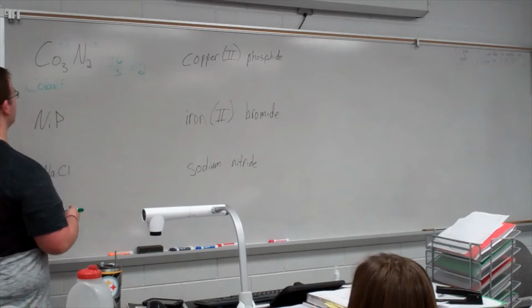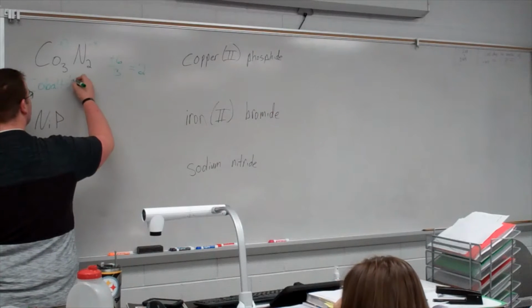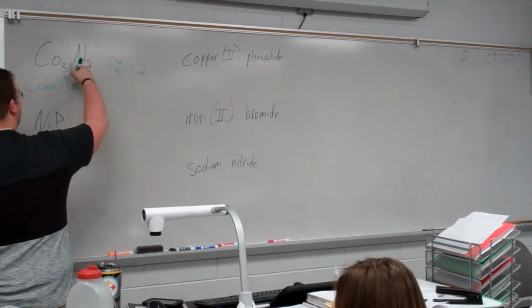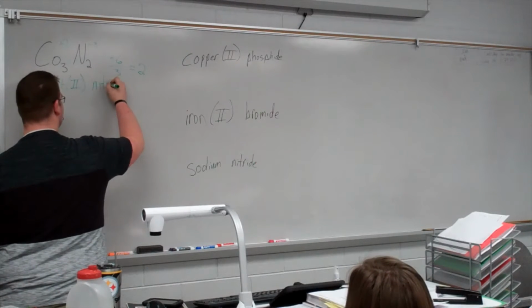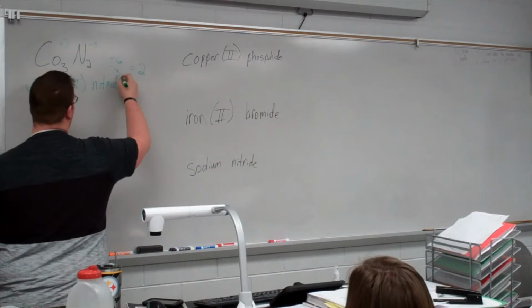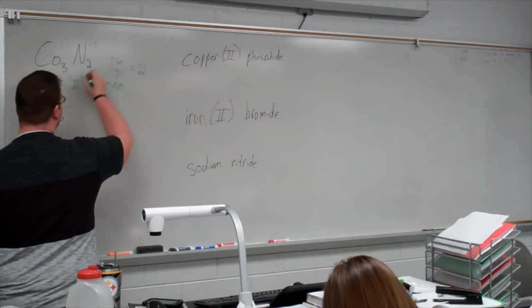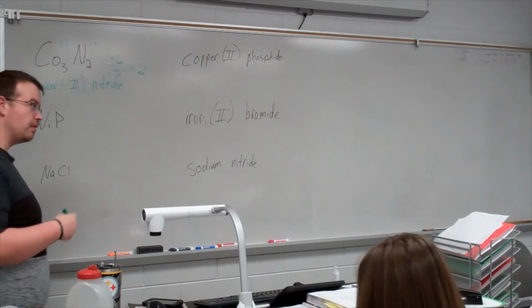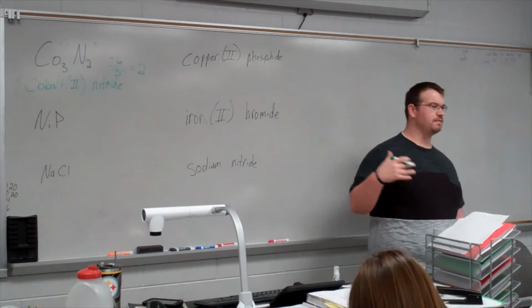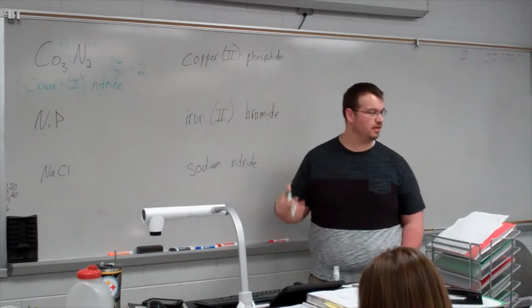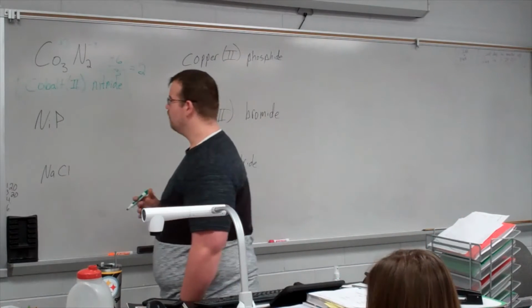Okay, so we found the charge of it. It's cobalt 2. Then we name the anion, nitride. There's the name. And remember, the reason we don't put a charge with that nitride is because it comes from nitrogen, which is in the 15th column, which has a fixed charge. It will not change. It will only carry 1 charge.